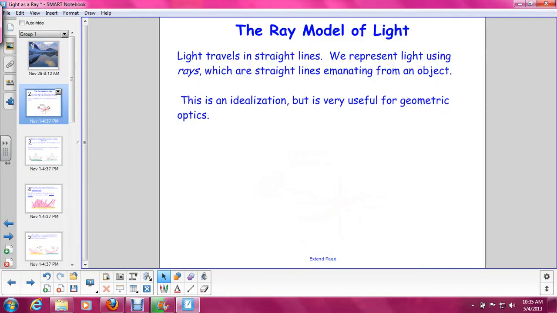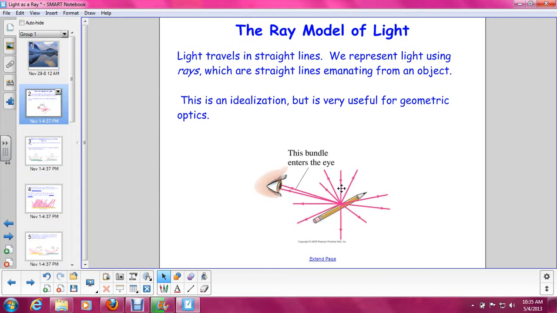So, the ray model of light shows us that light travels in straight lines, and we represent them with rays, which are straight lines coming from an object. And this is an idealization, but it's really useful for talking about optics and things like reflection and refraction, which is what we're going to talk about today.